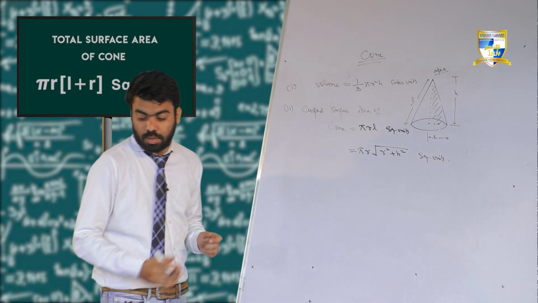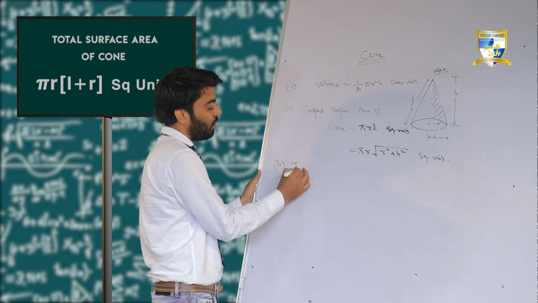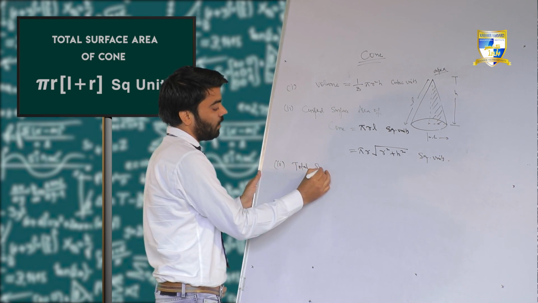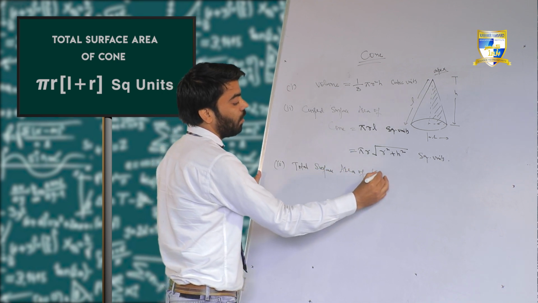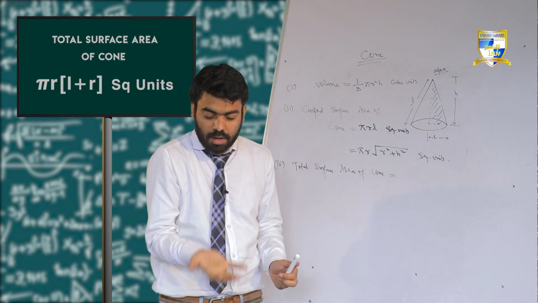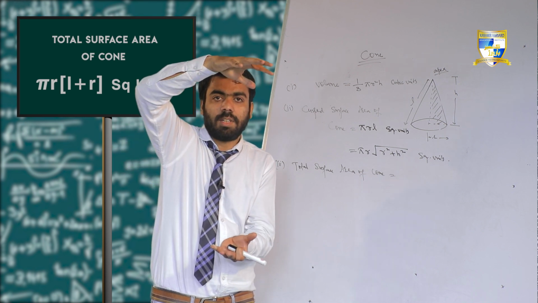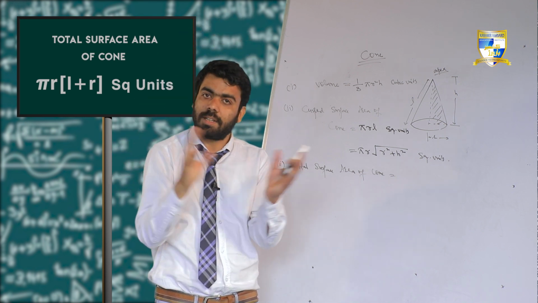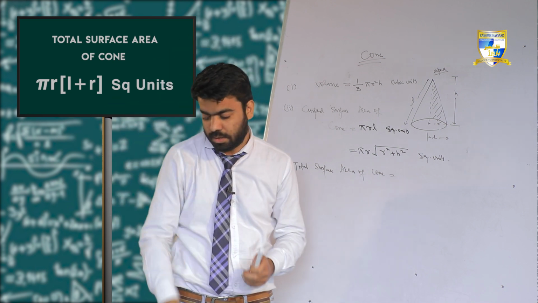Now we have the third, that is total surface area of cone. Total surface area of cone means its curvature and the surface area of the bottom, because it doesn't have the upper circle. Upper and bottom circle, that's a cylinder. Bottom circle only, and then curvature, apex point, that's a cone.